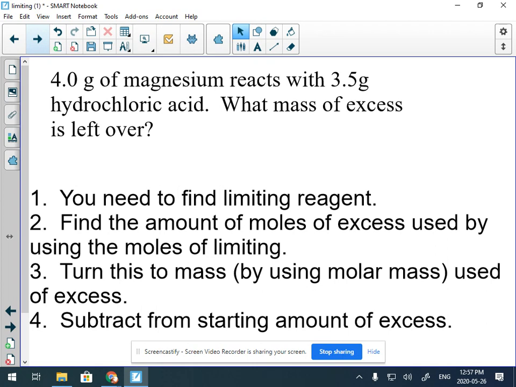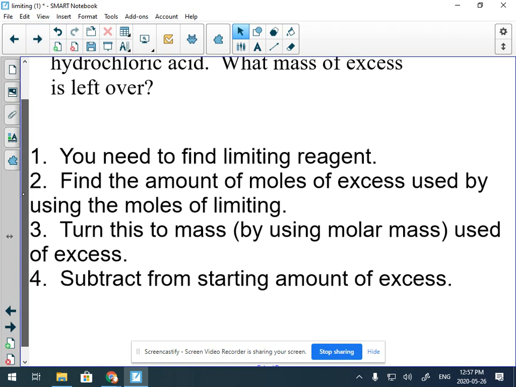So here's the first problem. We got some magnesium reacting with hydrochloric acid, and it wants the mass left over. So to start with, it's going to be exactly like the last lesson. Balanced reaction. Find your limiting by using moles, and then we're going to take those limiting moles and use them to determine how many moles of excess were used, and then from that, how much mass of excess was used, and then subtract it.